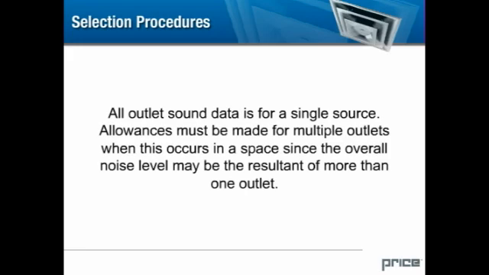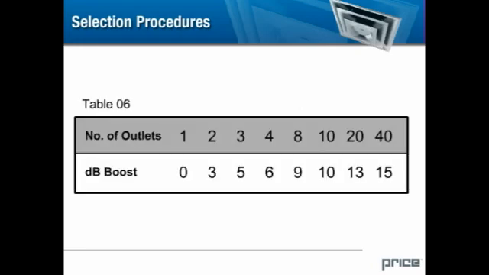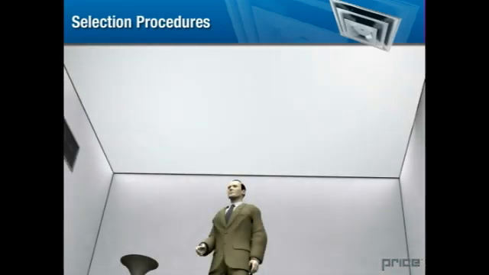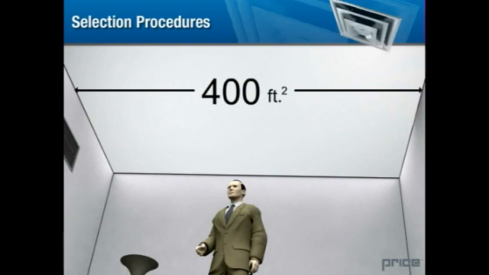All outlet sound data is for a single source. Allowances must be made for multiple outlets when this occurs in a space, since the overall noise level may be the resultant of more than one outlet. This table illustrates the additive effect of multiple outlets of equal sound. For a large area with a large number of outlets, consider an area of 400 to 600 square feet as the maximum area where more than one outlet will contribute to the overall noise level.